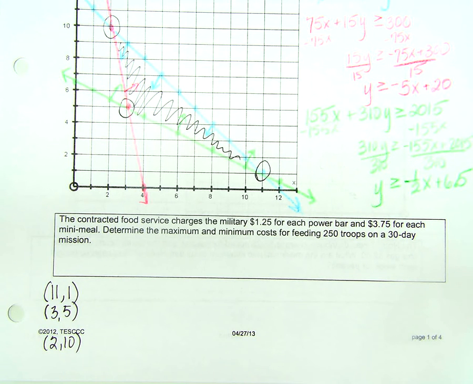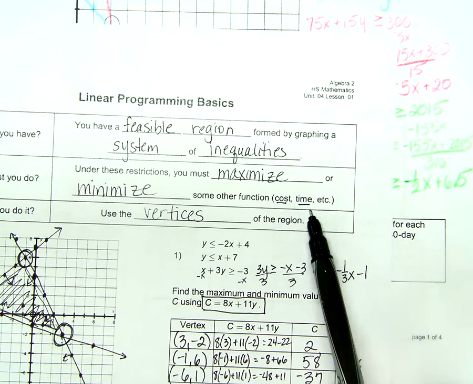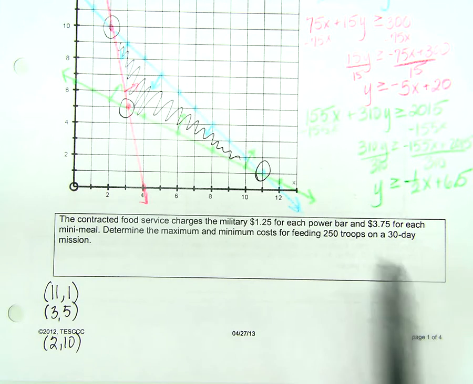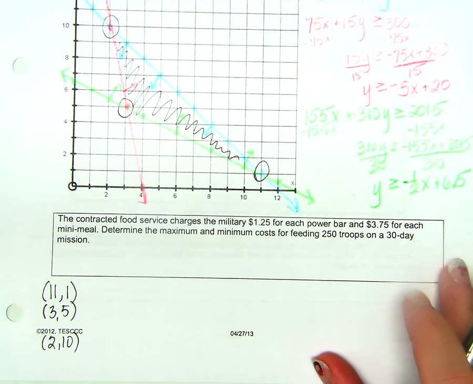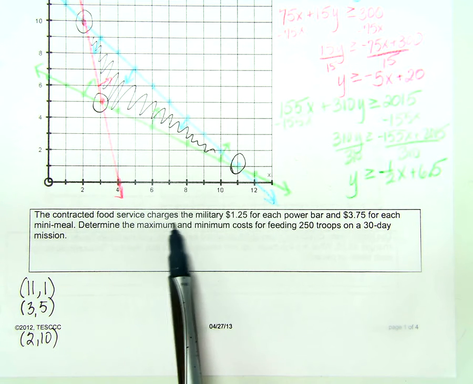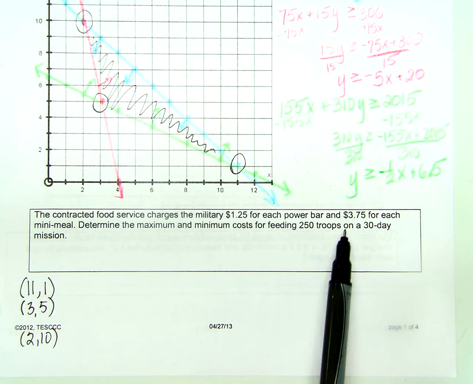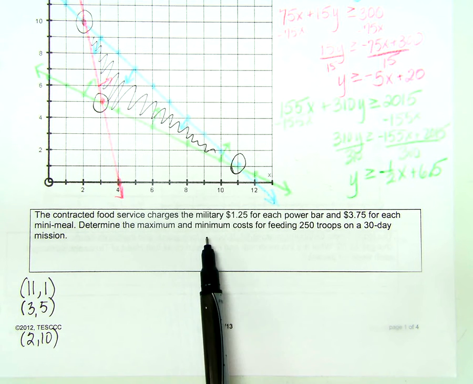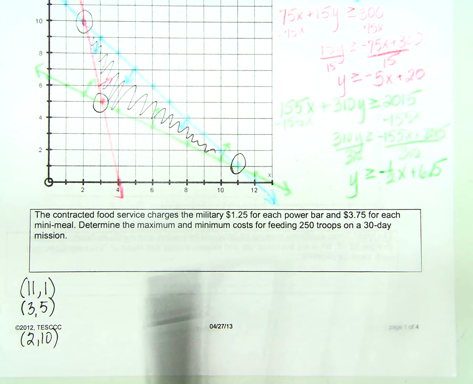So, as of yesterday, was I done yet? When we did linear programming basics, was I done yet? What did I have to do? Minimum and maximum, right? I had to use that C equation. C equals something. And remember we talked about today when we filled in the top? This C is usually a cost or a time function, isn't it? Do you know anything in this problem that talks about cost or time? The part that we haven't read yet? Look, the contracted food service charges the military $1.25 for each power bar and $3.75 for each mini meal. Determine the maximum and minimum costs for feeding 250 troops on a 30-day mission.